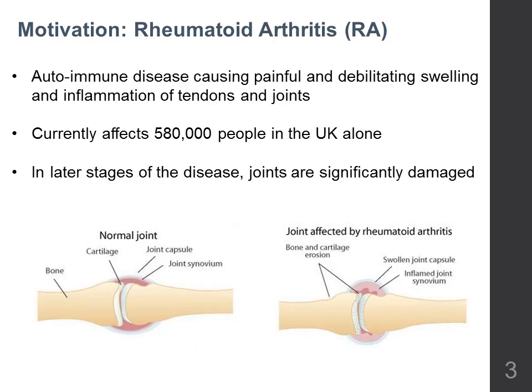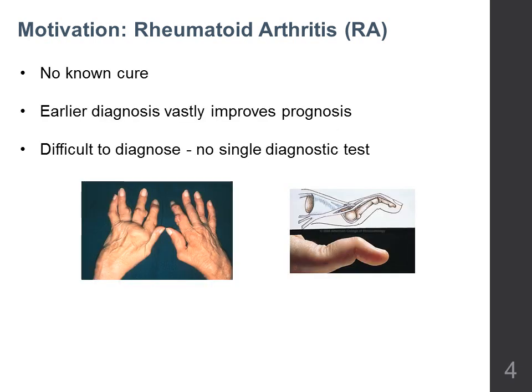So rheumatoid arthritis is the motivation for my PhD project. It's an autoimmune disease causing painful swelling and inflammation of tendons and joints. It's quite prevalent. In later stages of the disease, joints can be irrevocably damaged. So there's unfortunately no known cure, but remission is possible with earlier diagnosis. It improves treatment options and improves the prognosis for the patient.